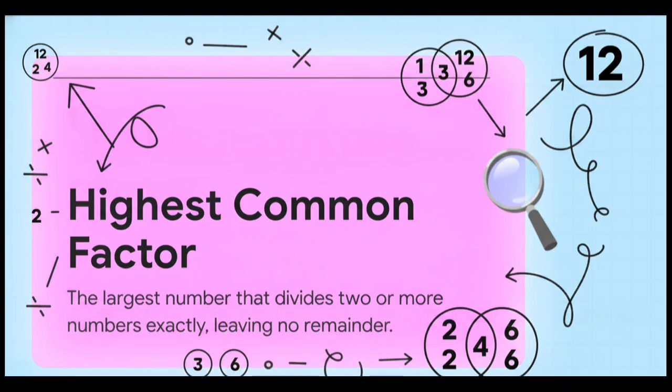Let's break that down word by word, right? Factor just refers to a number that divides perfectly into another number. Common means it's a factor shared by all the numbers you're looking at. And highest, well, that just means it's the biggest one of the bunch. So put it all together, it is literally the biggest number that fits perfectly into all of your numbers.